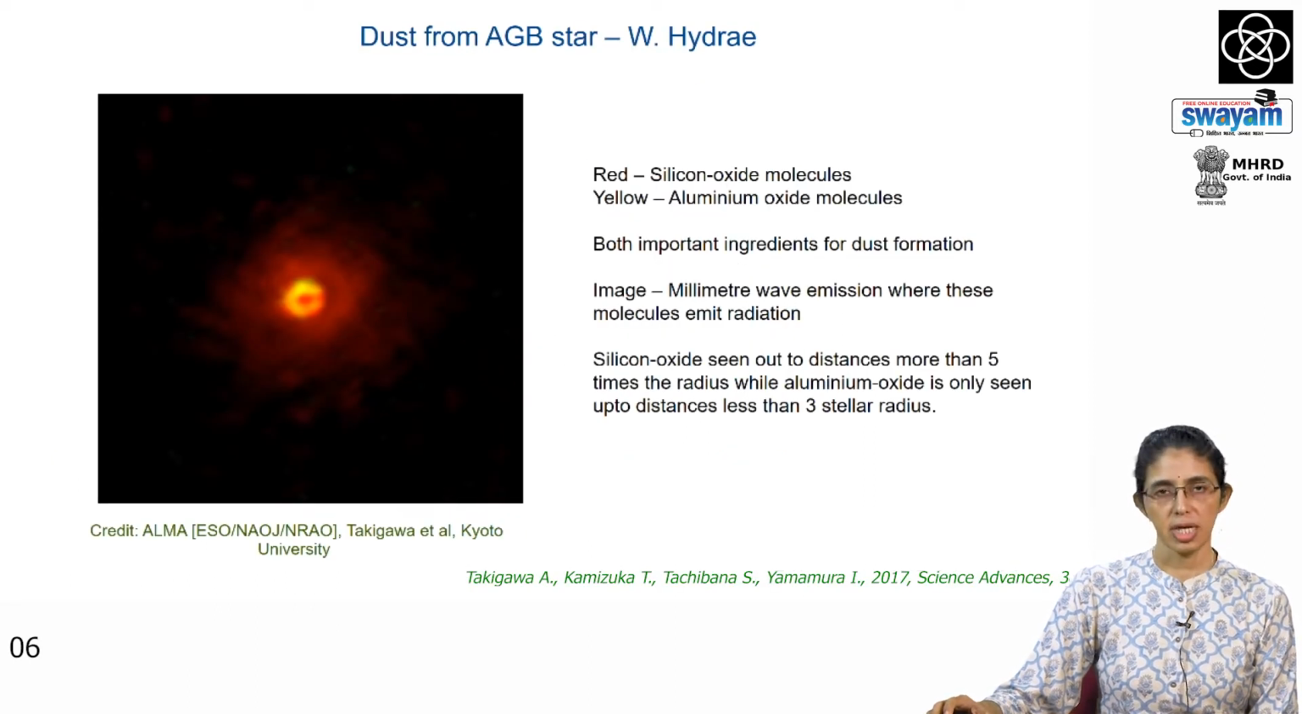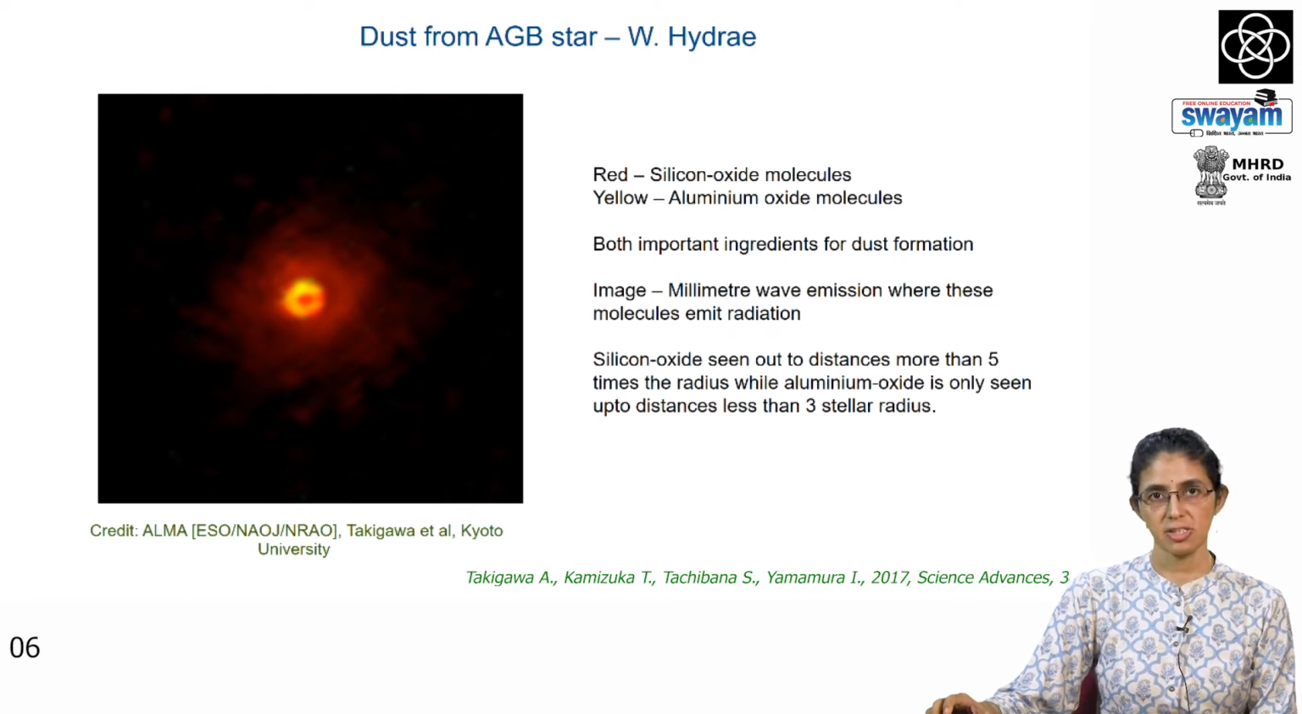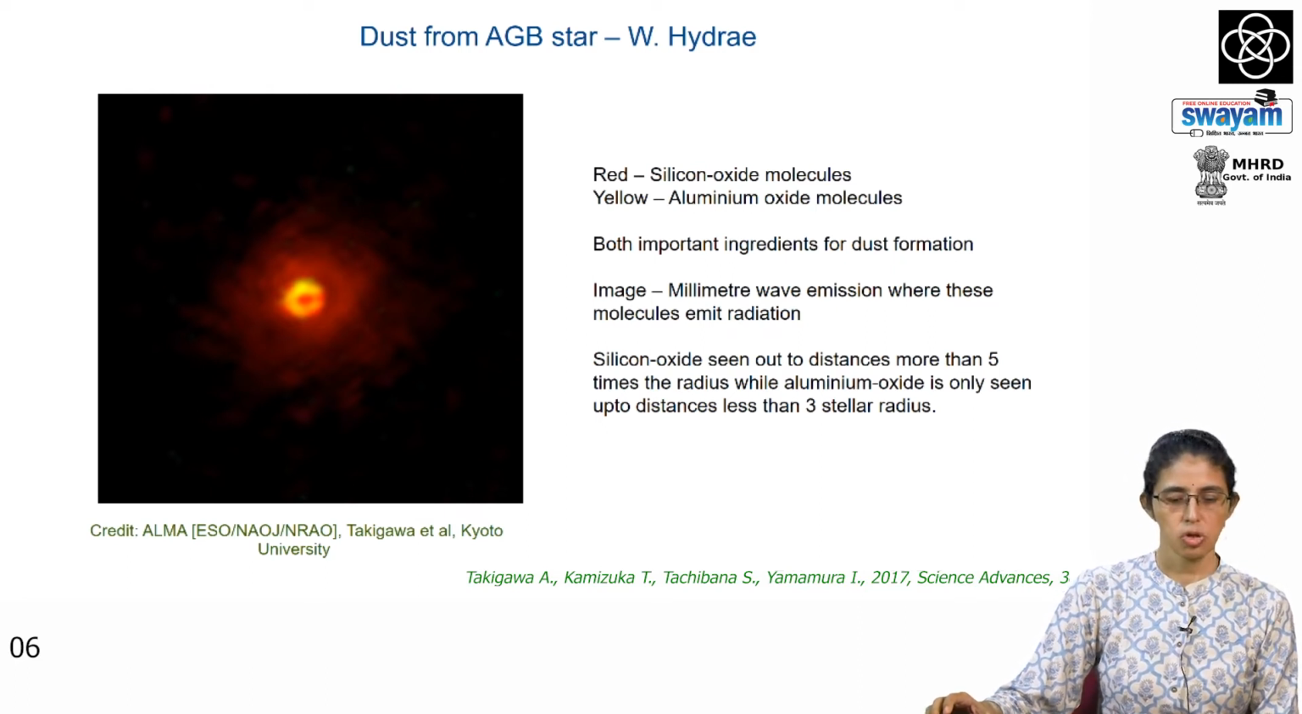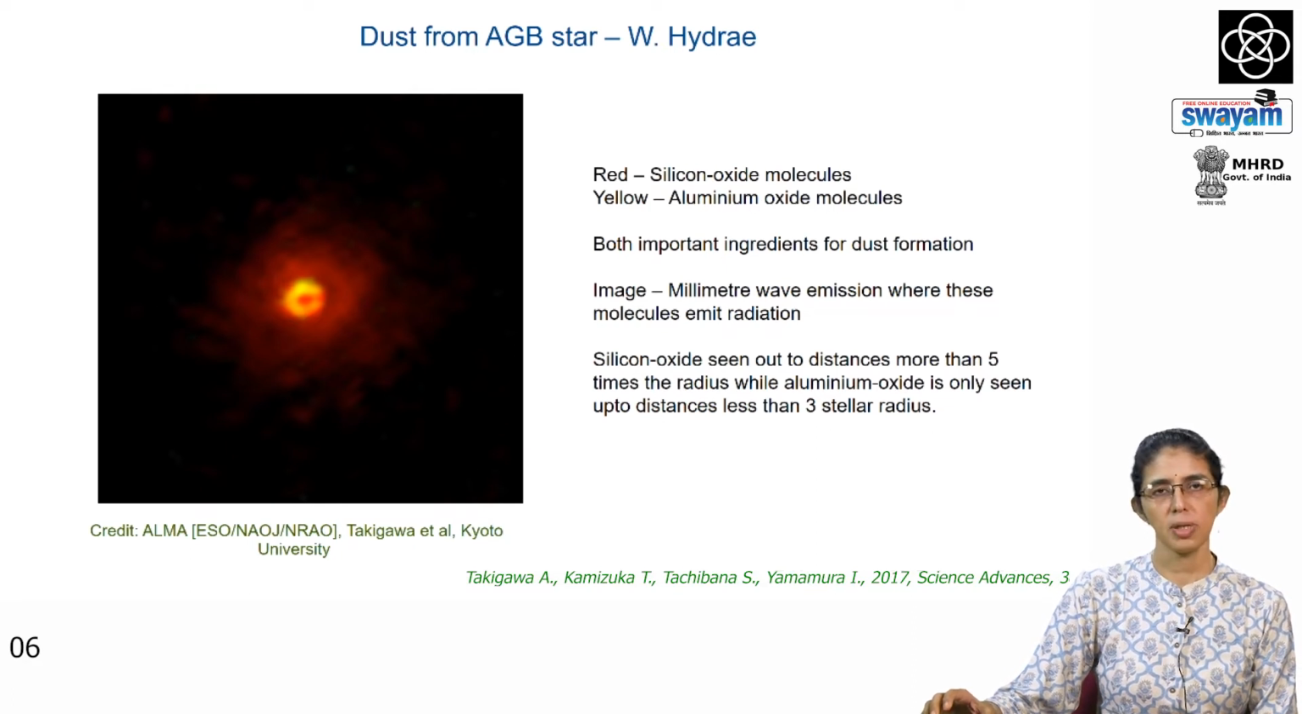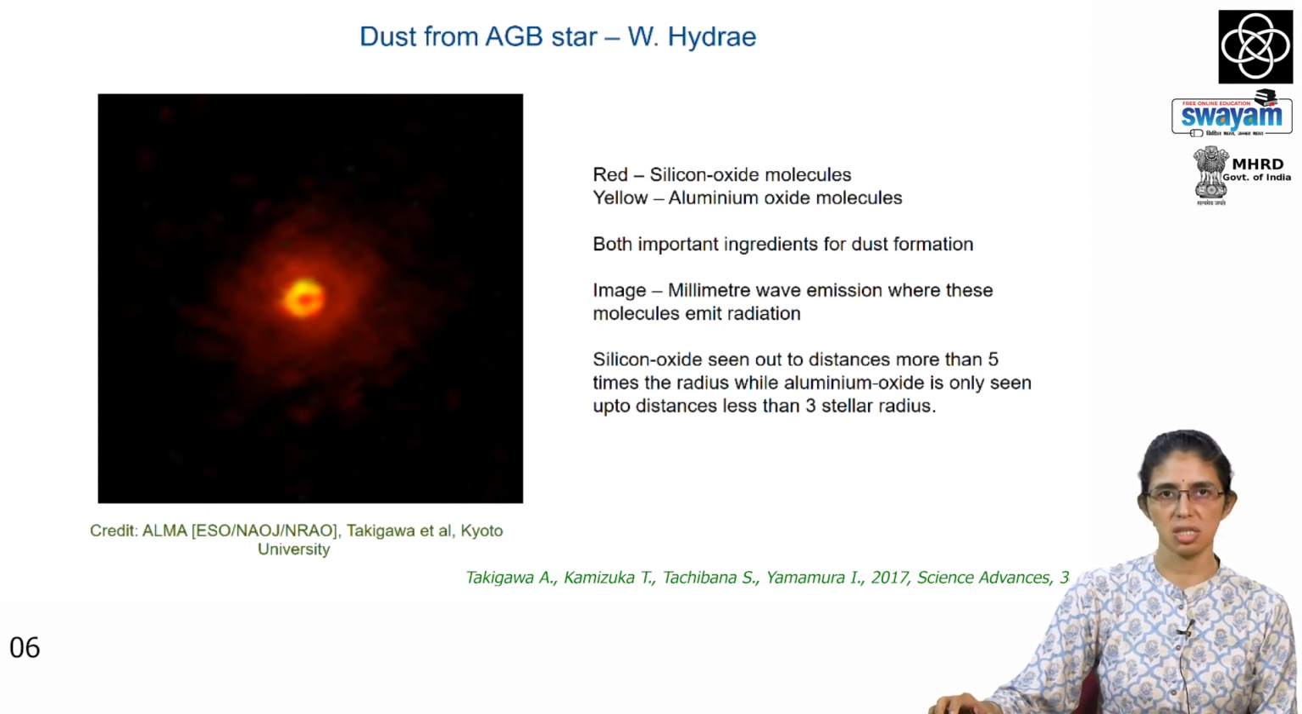This slide shows an example of dust generation and production. This picture shows the dust from the AGB star W Hydrae. Here, this is an ALMA image, and one can see that it is a combination of red and yellow images. The red shows the location of silicon oxide molecules, and the yellow shows the region of the aluminum oxide. These are two important ingredients found in interstellar dust.